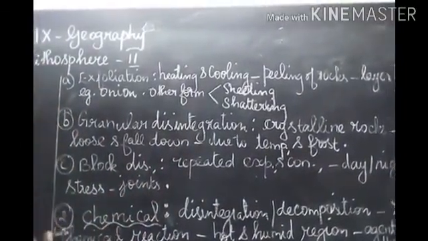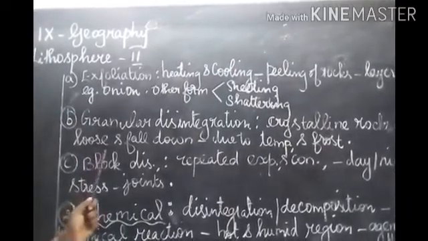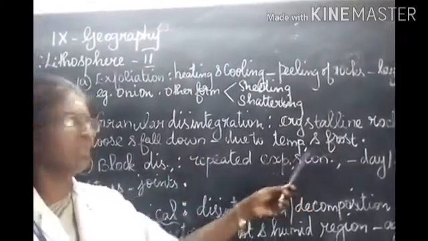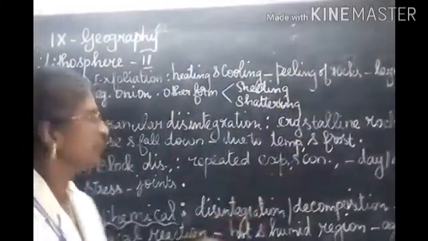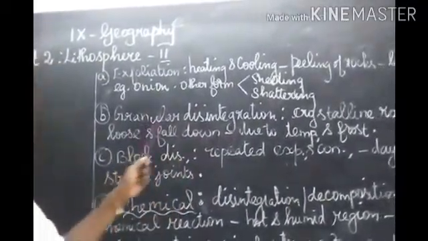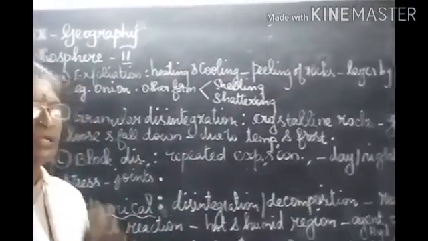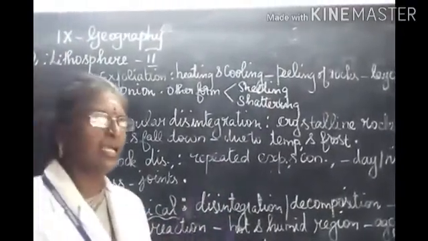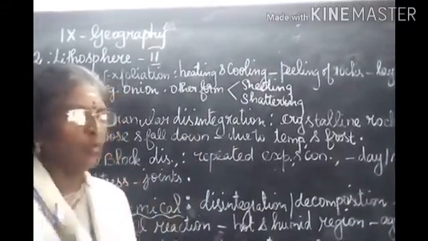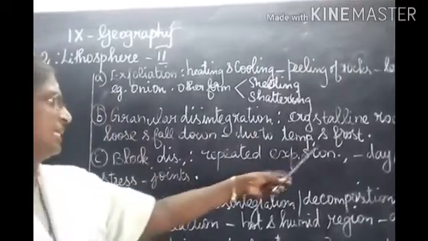Grains means it becomes a loose material and it falls down. This happens due to the temperature and the frost, that is heat and coolness. So this is called granular disintegration. Let me say once again, granular disintegration means the crystalline rocks, due to heating and cooling, become grain form. The grain means it is in loose form and it falls down because of heat and coolness.